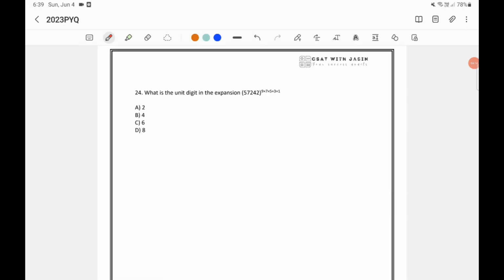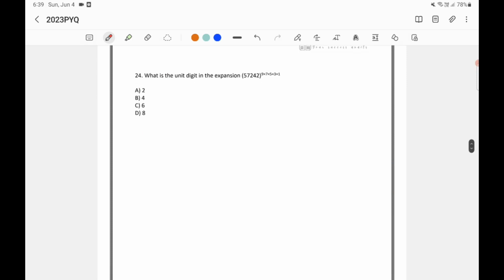So let's look into the next question. This is also actually an easy question. Here, if you know the cyclicity of power, which I have already mentioned in the lecture on surds and indices, you can solve this question. Here first we need to solve what is 9 into 7 into 5 into 3. It is 945. So we need to find out what is the unit digit of the expression 57242 raised to 945. We first just need to look into the unit digit here.